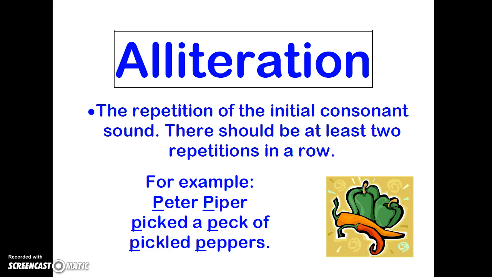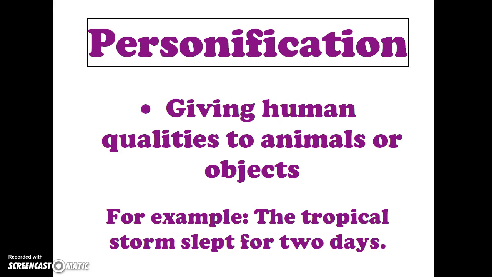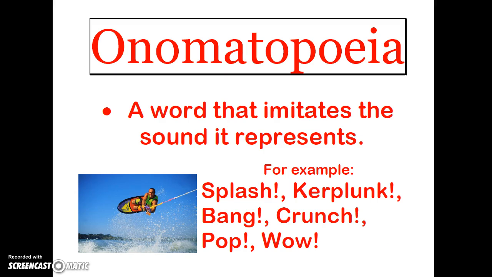That is alliteration. The next type of figurative language we will discuss is personification, giving human qualities to animals or objects. For example, the tropical storm slept for 2 days. So the storm could not literally sleep, but it was peaceful. It didn't cause a lot of chaos. That's what they mean by that.